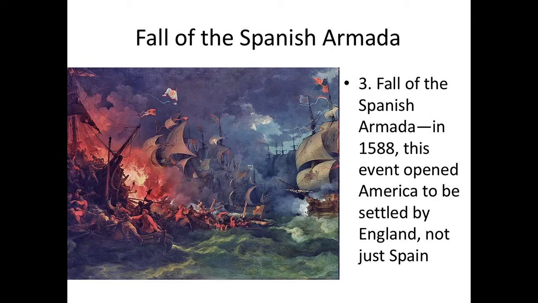However, the Atlantic Ocean was open. England was able to go across and settle colonies just like Spain had been prior to this. And it sort of sets up some competition between the two, but eventually England is going to be the most important of the colonies when it comes to the present day United States. And they were able to do that because the Spanish Armada was defeated.